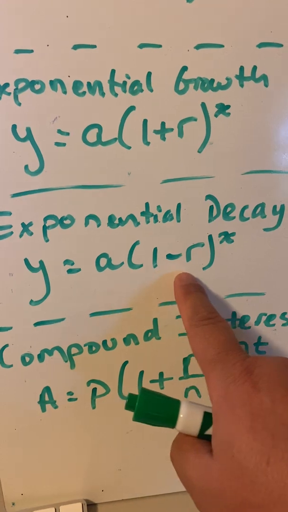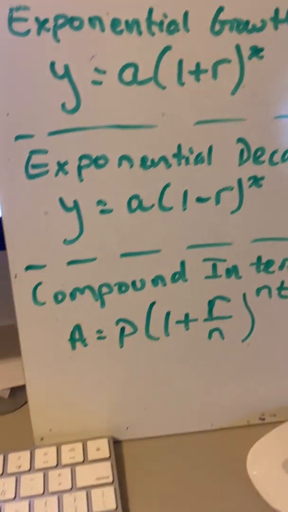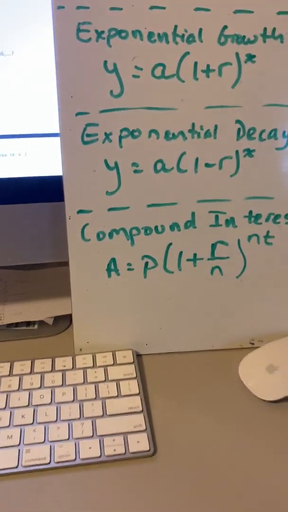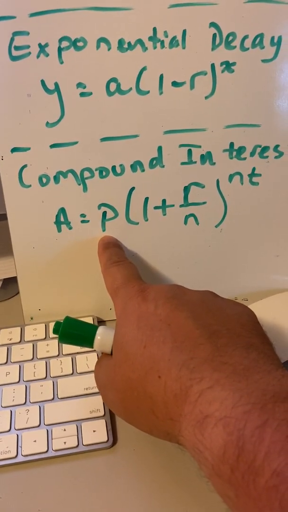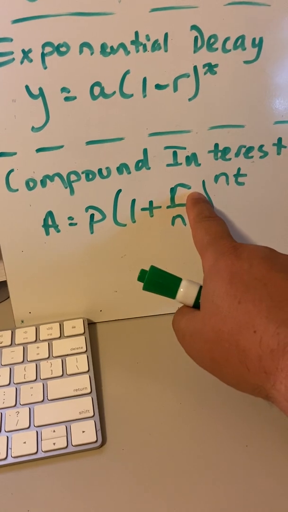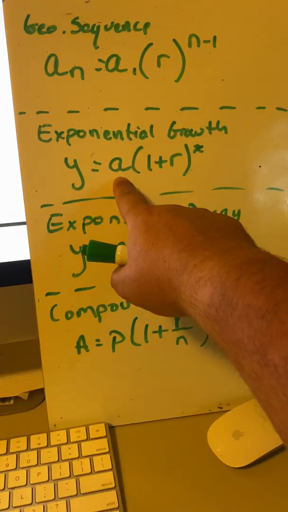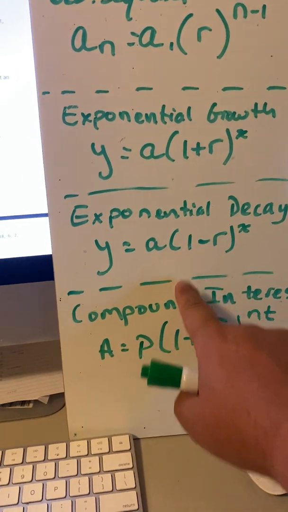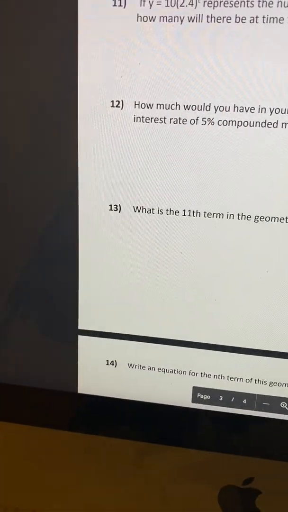So you could use exponential decay right there. $50,000 times 1 minus your rate, which is 0.13, to the fourth power. And again, you can use a calculator. You could have used the compound interest. The principal is how much you started with, $50,000. The rate of change is 13%, that's 0.13. It doesn't tell you how many times it compounds per year. That's what compound interest needs, so you don't need to worry about this. This is an exponential decay problem. So exponential growth, exponential decay, compound interest.